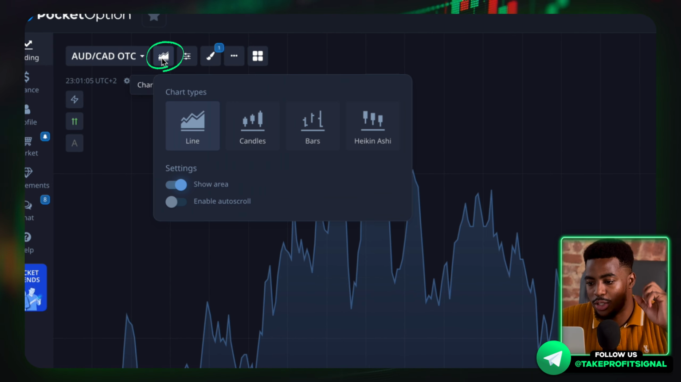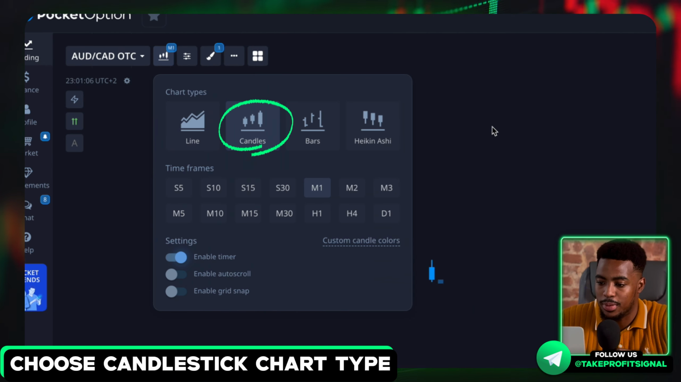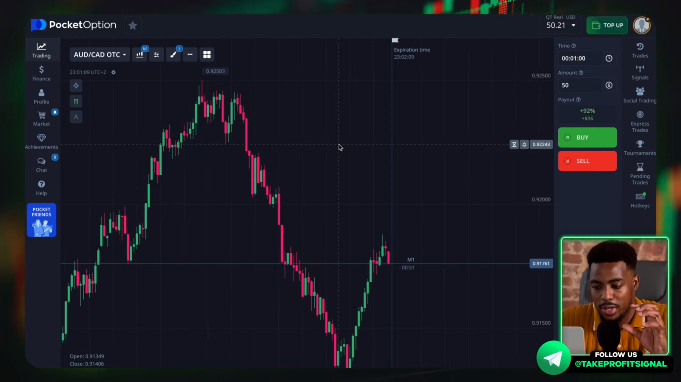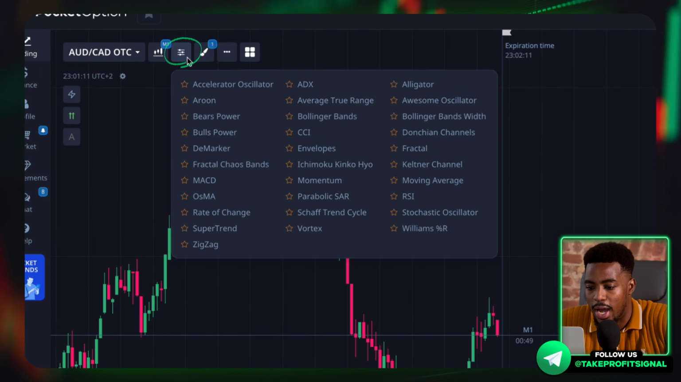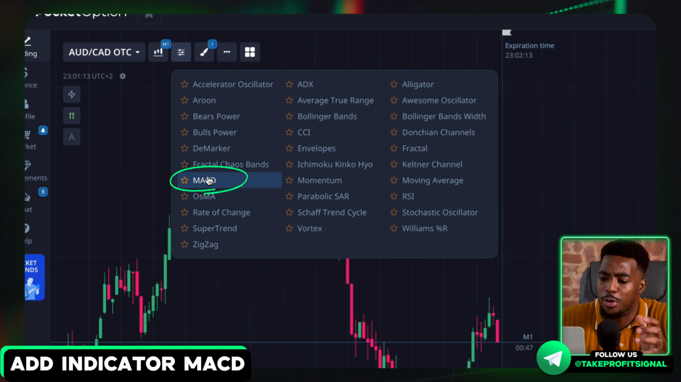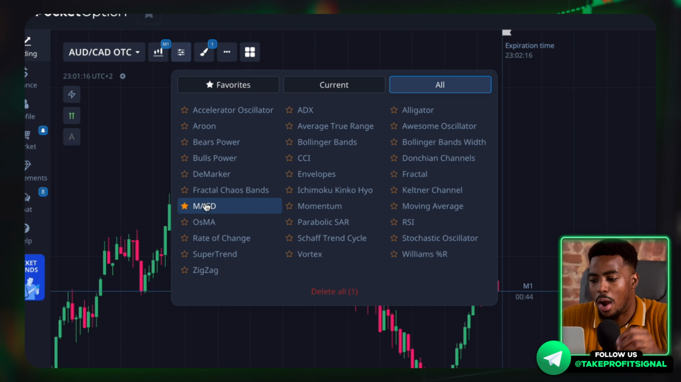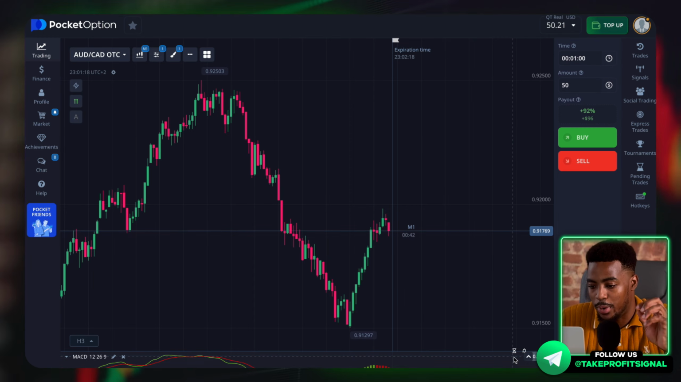First of all, we need to switch to a candle type of chart. This is a very important step. The second step is to add one indicator. You may have heard about this indicator, but now I will show you the settings that really work.